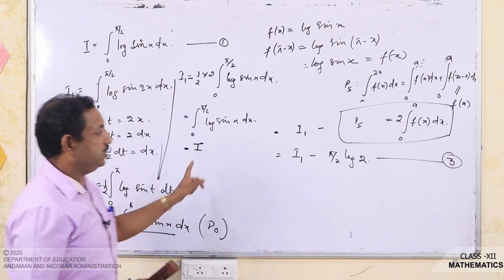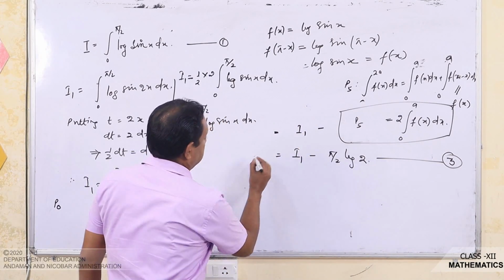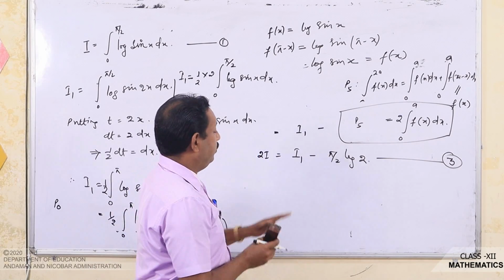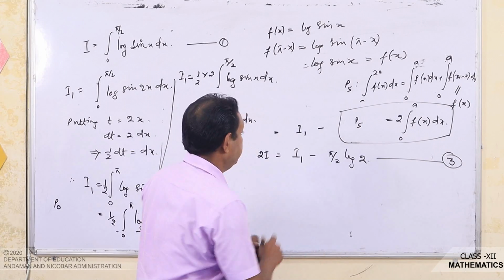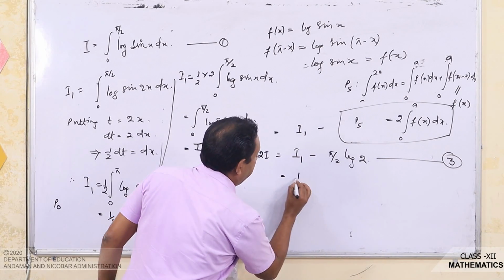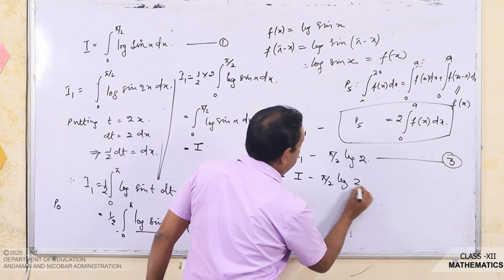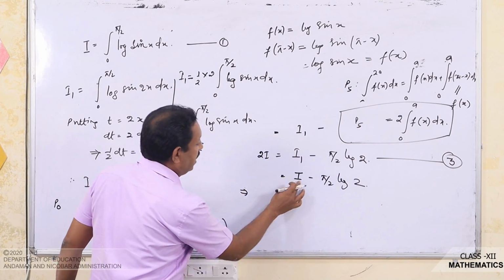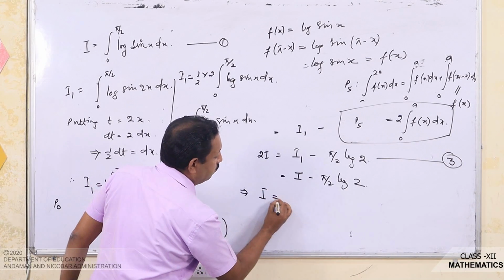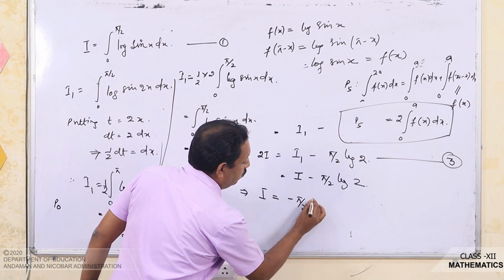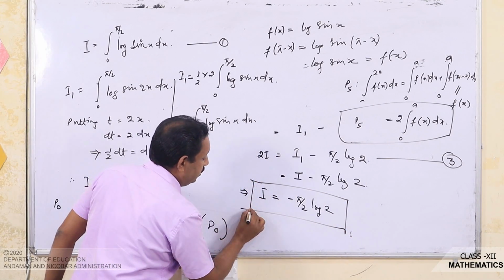So now come to equation 3. Our equation 3 was what? That is 2I is equal to I1 minus pi by 2 log 2. So this I1 we can replace by simply I minus pi by 2 log 2. So I bring this to the left hand side, and 2I minus I, that is I, equals minus pi by 2 log 2. That is the answer of this question.